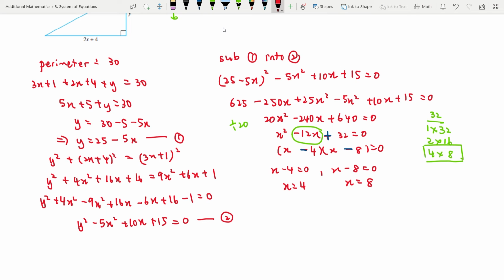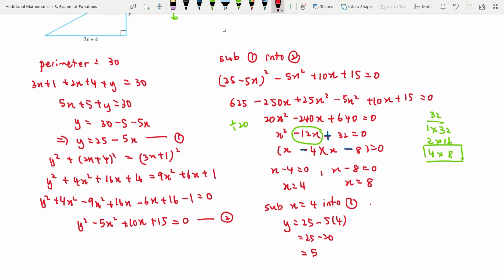After that, don't forget to find our y. We substitute x equals to 4 into equation 1. Y is equal to 25 minus 5 times 4, which is 25 minus 20. Y is equal to 5.